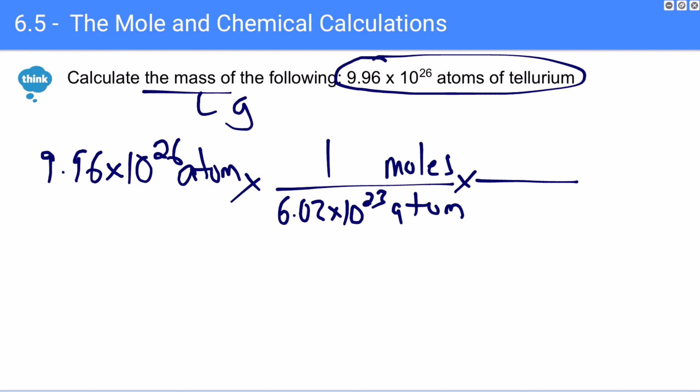Now, we're not done, right? At the top of the step here, it says moles. We need to get grams, so we go another step. Now I can go between moles and grams. I just need to know the molar mass of tellurium.